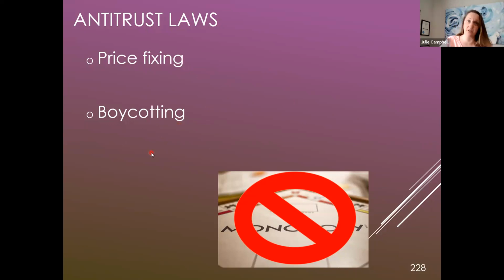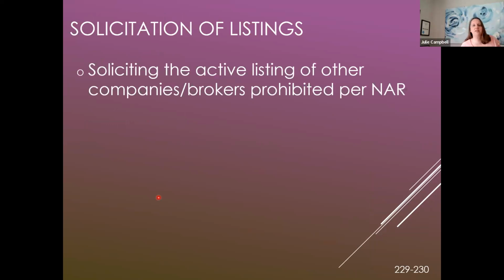The other thing when dealing with consumers, again, specifically sellers, but also I think this could apply to buyers, is how we solicit business. There's different things that we can do. We can be creative to solicit business. Specifically, license law and commission rule, NAR, gives us things that we can't do to solicit business.